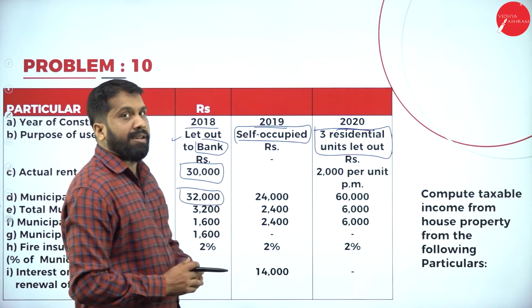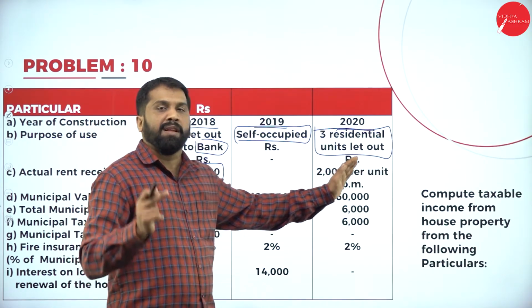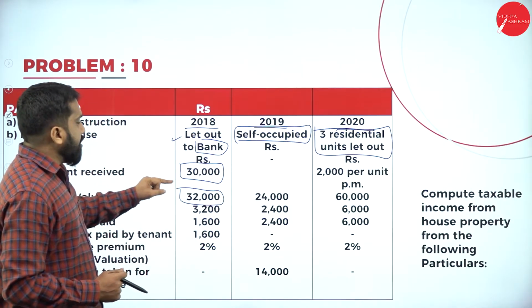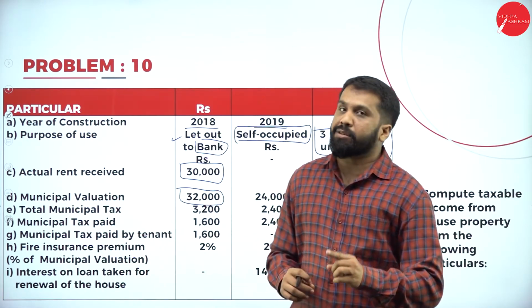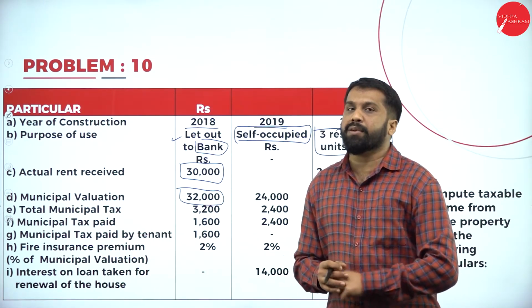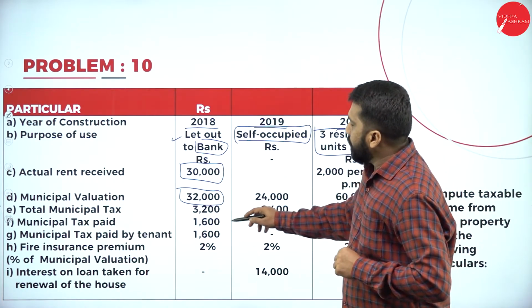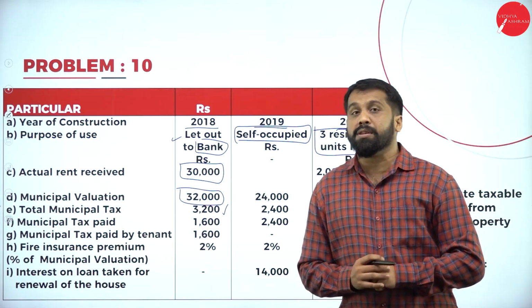Which one is higher? The second and third house will come later. First, we will solve house 1. 30,000 or 32,000, whichever is greater. 32,000 we should consider. Why? Because 32 is a higher value. Now, total municipal tax paid 3,200. What is the total municipal tax paid?